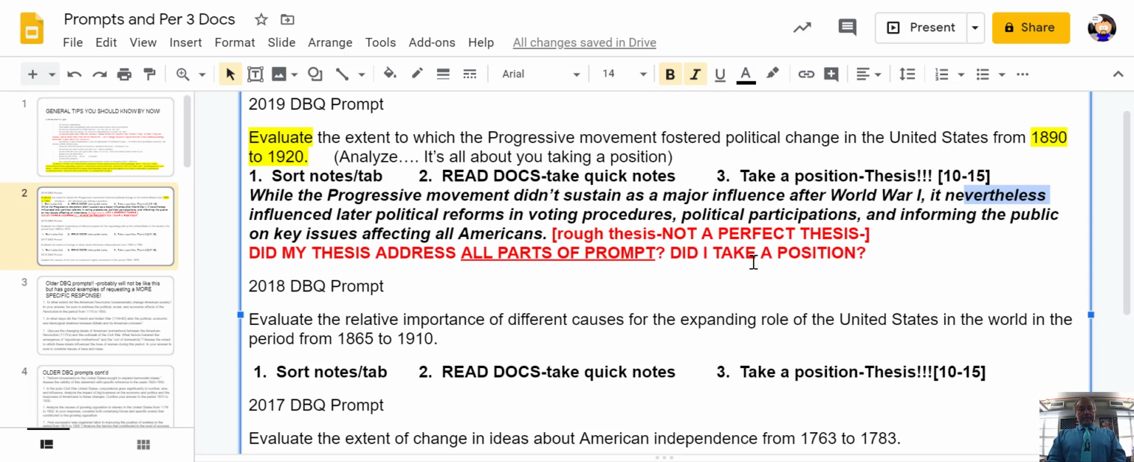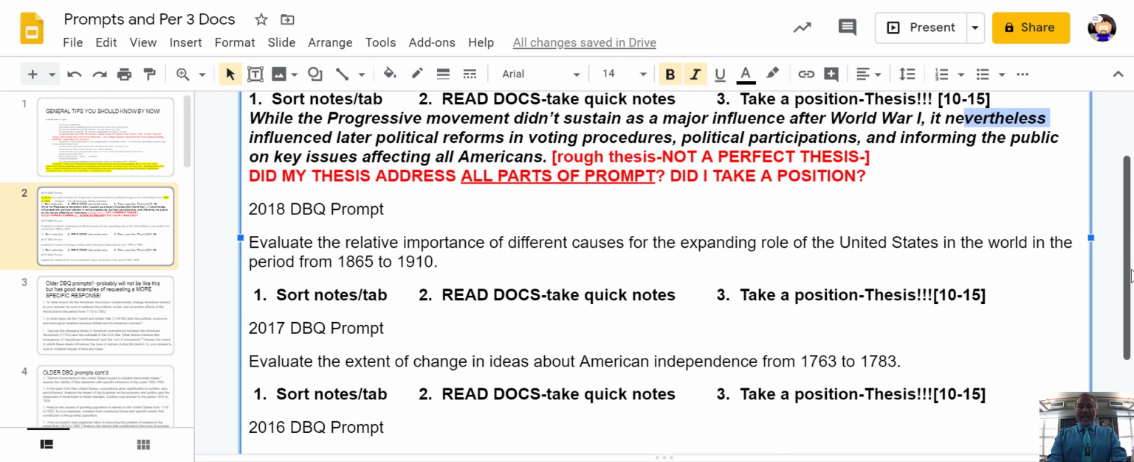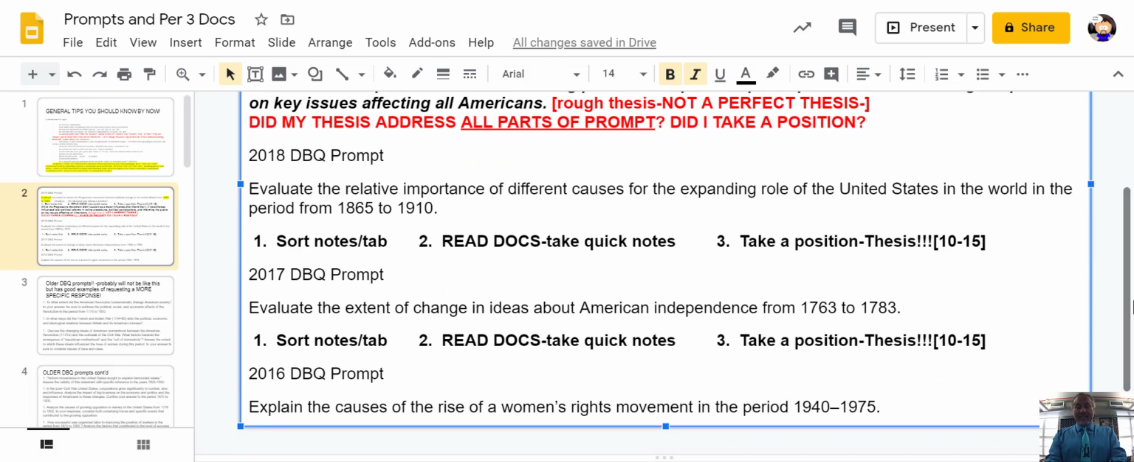So now, did my thesis address all parts of the prompt? Usually the prompts of the recent DBQs have not been very complex. So for the most part, but be careful of that with an "and" statement or when they list stuff. I'm going to show you some examples of that from the older prompts. Did I take a position?